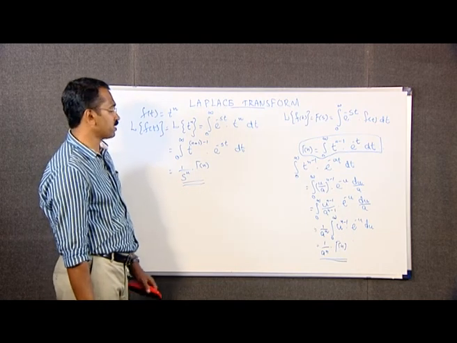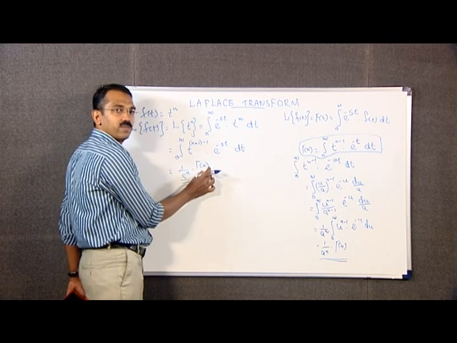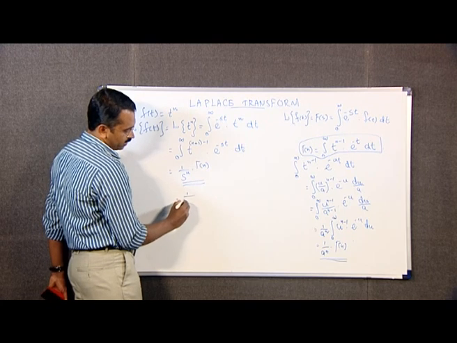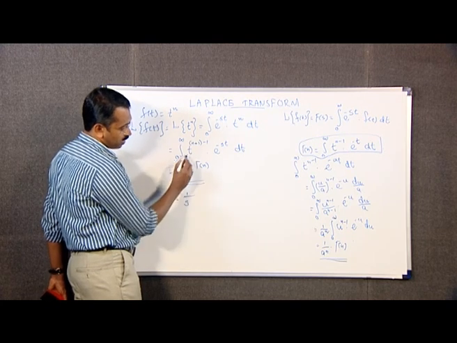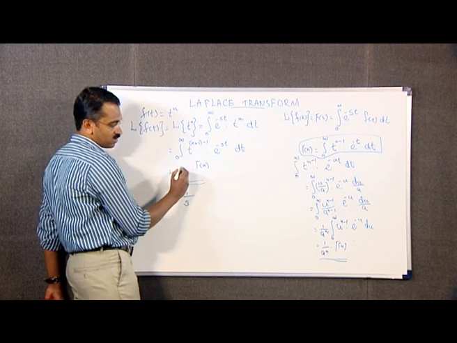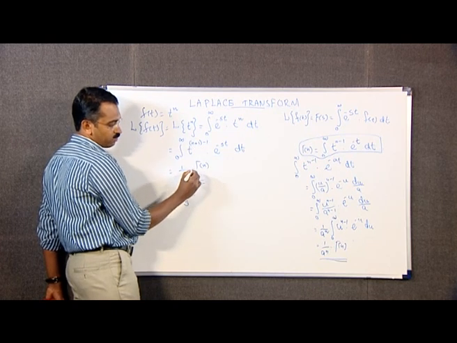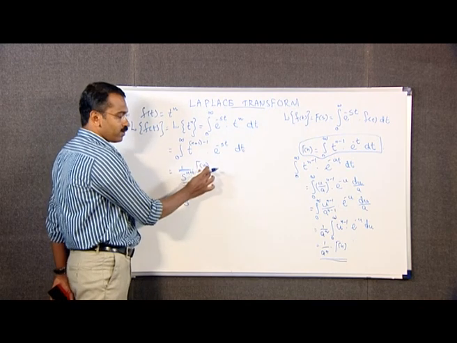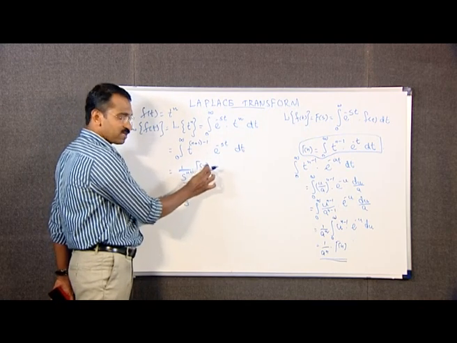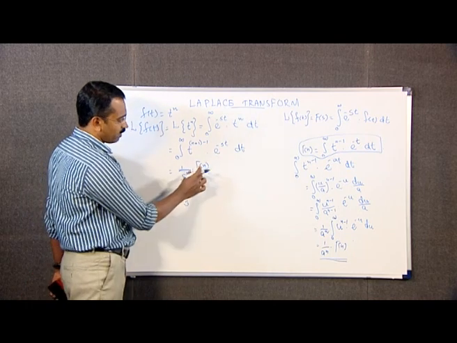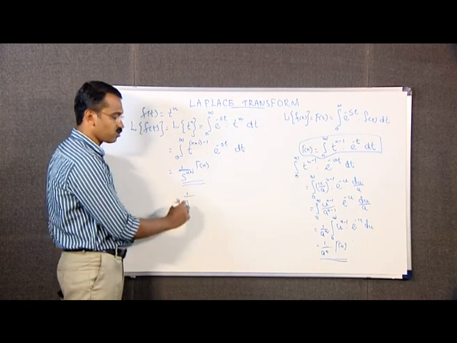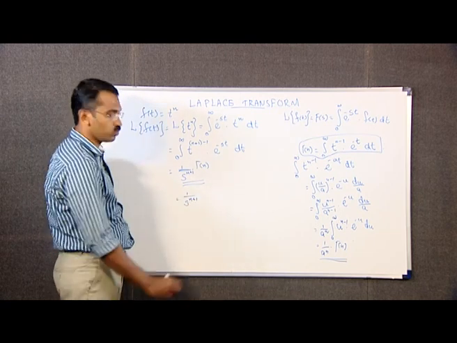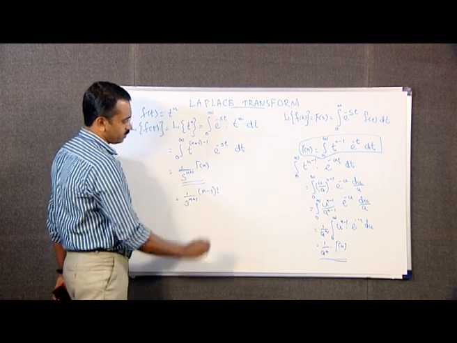If n is a positive integer, we can write gamma n as n minus 1 factorial. Therefore, this is equal to 1 by s raised to, sorry, here instead of n it is n plus 1, means this is equal to 1 by s raised to n plus 1 into gamma n. If n is a positive integer, we can write gamma n as n minus 1 factorial. Therefore, this is equal to 1 by s raised to n plus 1 into n minus 1 factorial.